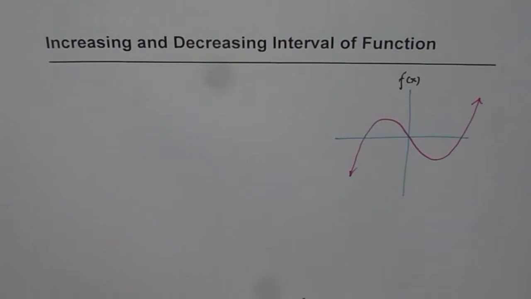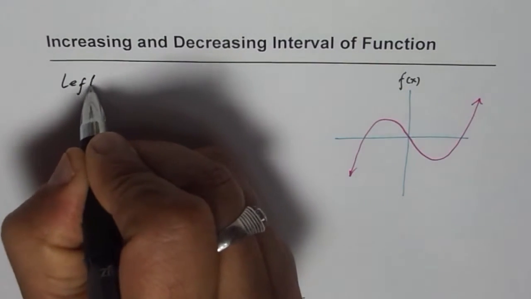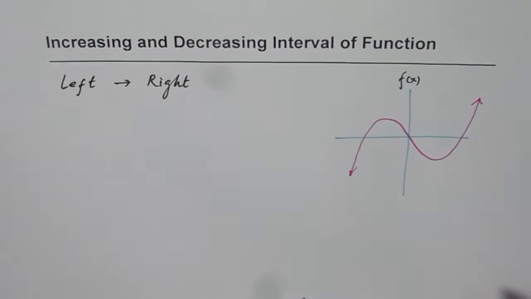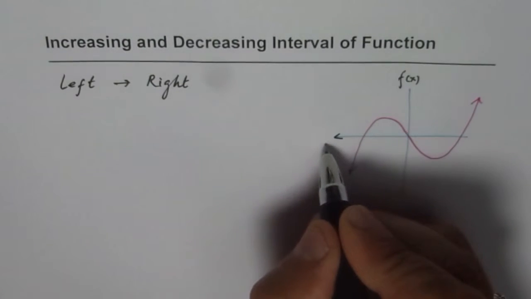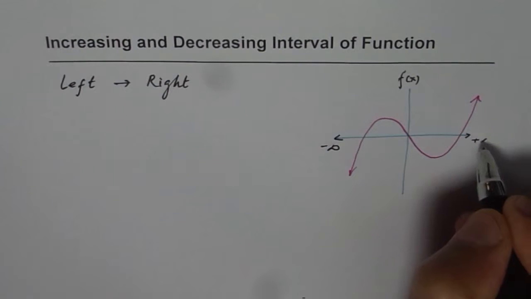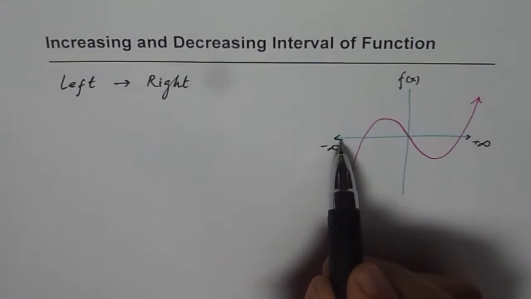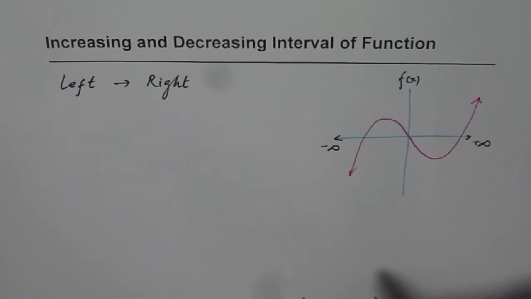Whenever you want to find the interval of increasing or decreasing, you have to see the function from left to right. That is kind of important to understand. Otherwise, it is sometimes very confusing. So always see your function from left to right. So that is the left position, which is from minus infinity to right, which is plus infinity. So the x value has to increase or move towards the right as you look at the function.